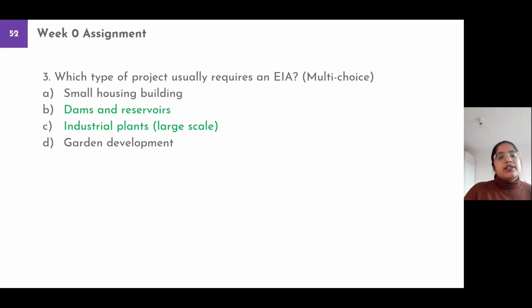Then again, industrial plants are important to do an EIA for because you need to see what sort of manufacturing or activities the industrial plant is going to do, what sort of emissions level they're going to have, what sort of controls have to be established, and what the transportation and other activities are which add to emissions. So an EIA is required for large-scale industrial plants as well.